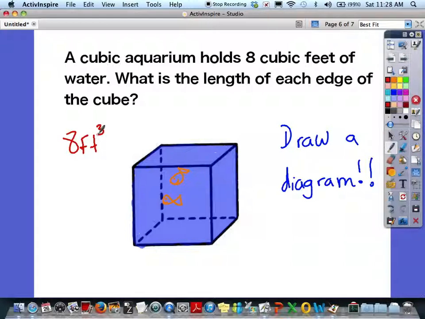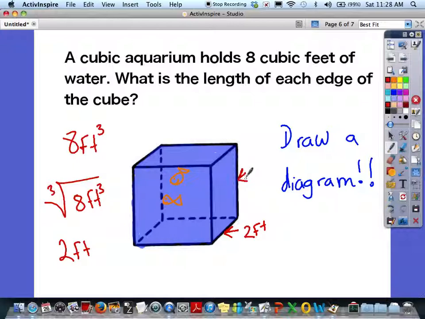So what's the length of each edge of the cube? Well, we can take the cube root of this to get the answer. Because we want to know what times itself is 8. Well, in this case, it's 2 feet. That means the dimension right here would be 2 feet. This side length here would be 2 feet. And this one on the inside, right here, would be 2 feet.